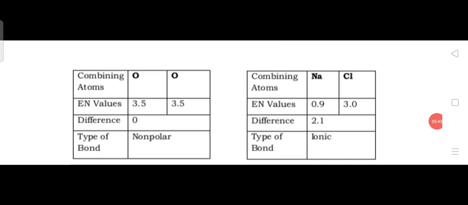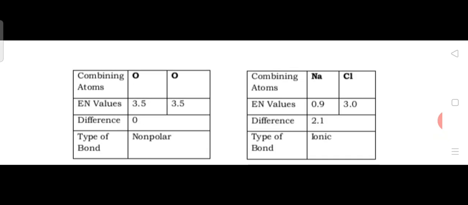Dun muna tayo sa nasa left side. So ang given natin diyan is dalawang oxygen. Okay, dalawang oxygen. So that is an oxygen molecule, O2. Okay, so EN value ng oxygen is 3.5, and that, of course, another 3.5 for the second oxygen. So the difference there is 0, right? So the type of bond is non-polar, kasi yung non-polar natin ranges from 0 to 0.4.